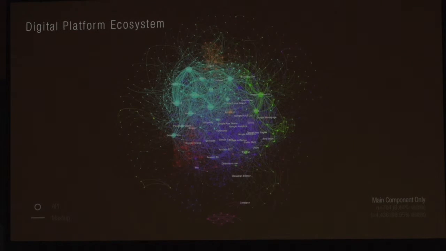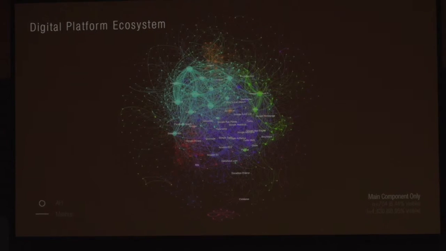So the digital platform ecosystem looks like this. And this is the universe of all APIs. The node indicates an API. Two APIs are connected together if they share a mashup. The thickness indicates how many times it was used and how many times it was combined. I'm showing you in graph theoretic terms the main component only, which is only 6% of all APIs.